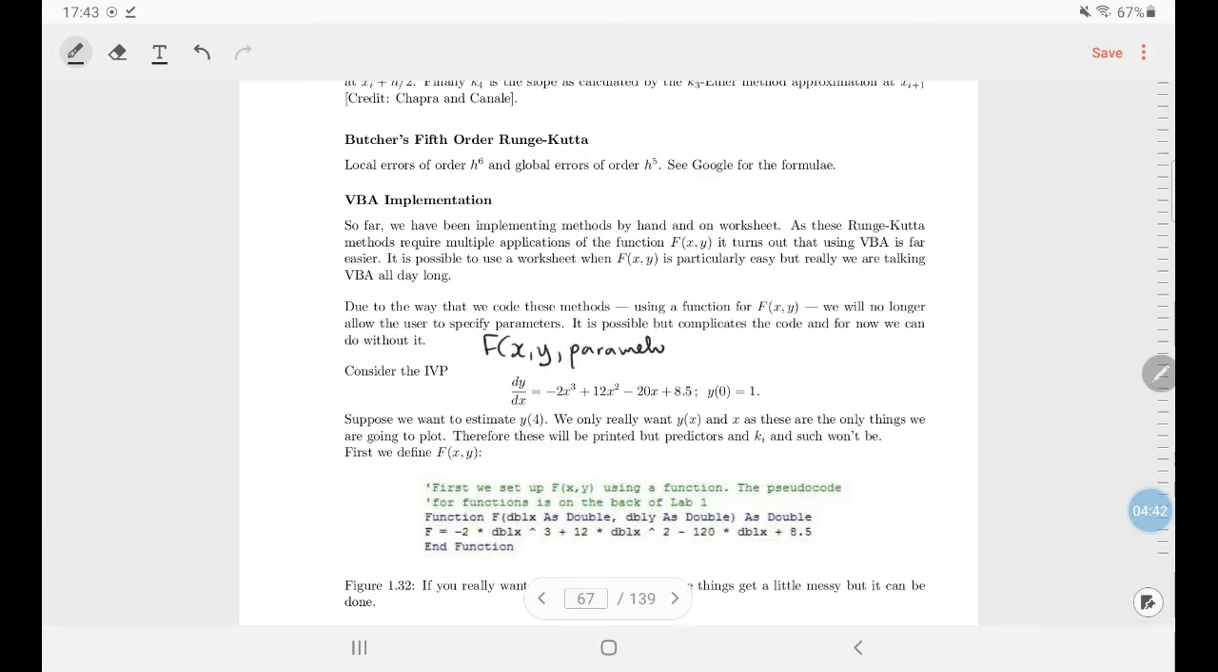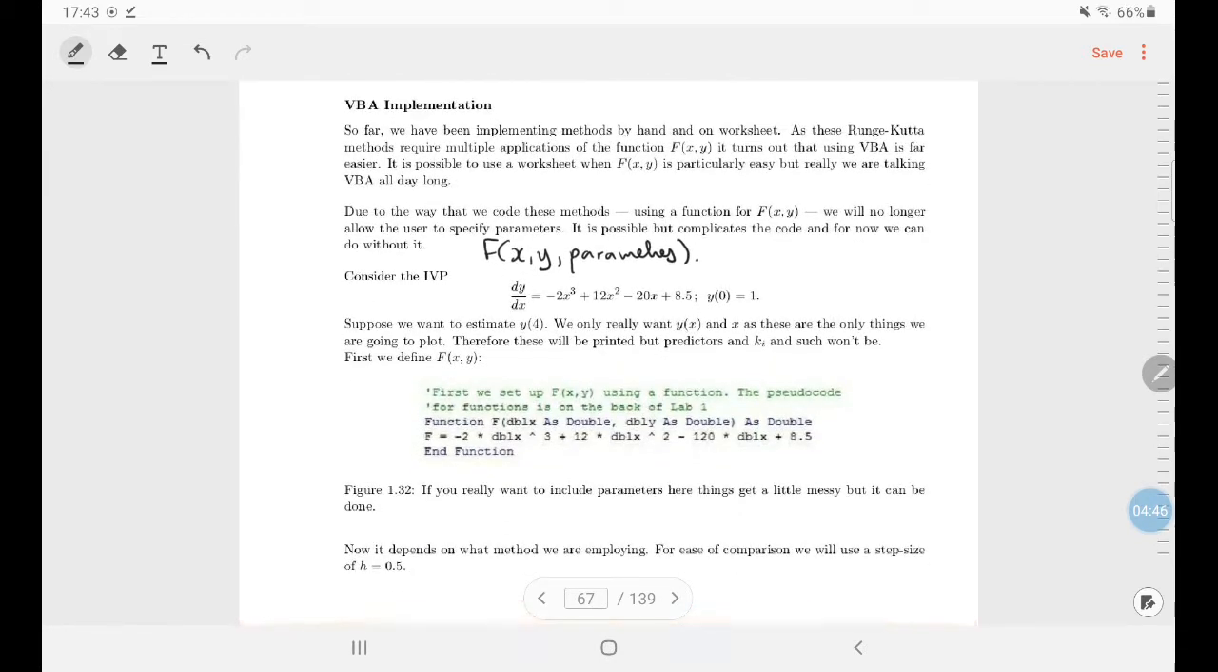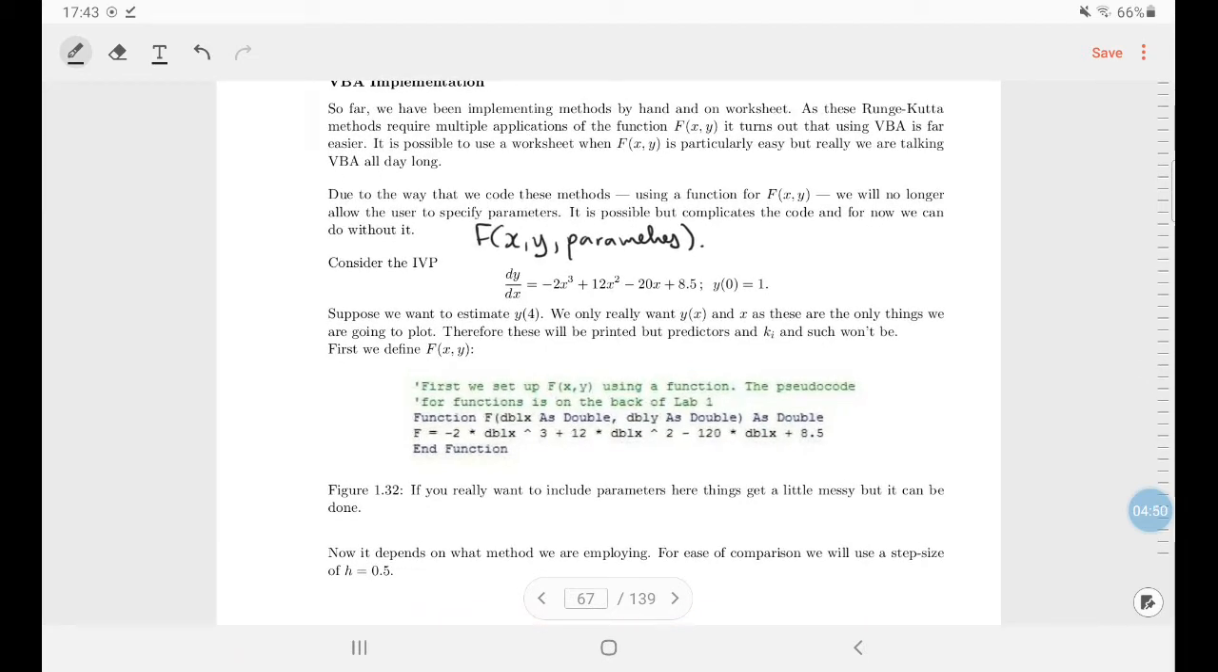which, as I said, complicates the code because the big F of x, y here is really important. So take an example here. We only want y of x. So if you're doing this, you only really want y and x. So any of the predictors, which you won't see in the code, and the ki, you won't be doing that. So what you do first is you define the big f of x, y. So that's done there.